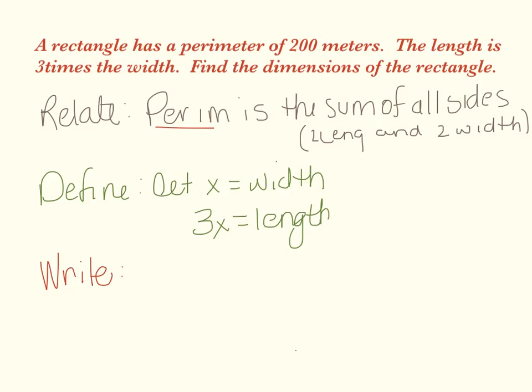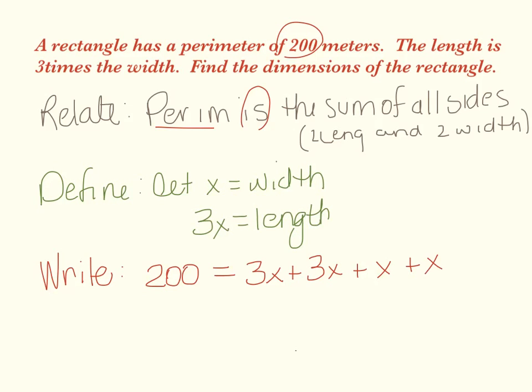So for perimeter, that's what was given, 200 meters. So 200 equals, for the word is, now the sum of all sides, so 2 lengths, so 3x plus 3x, sum is of course adding, and 2 widths plus x plus x. Now some people like the formula 2L plus 2W. Fine, that works for rectangles. Here we go, now I'm just going to go ahead and solve it. So 200 is combining like terms, 8x, x is equal to 25.